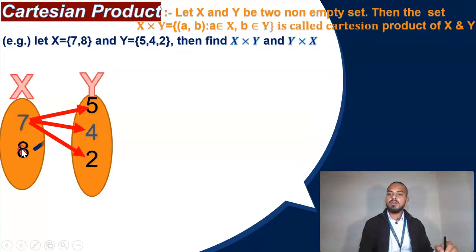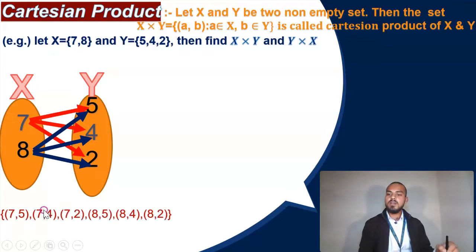So this is equal to 8, 5, 8, 4 and 8, 2, and after that we can write the ordered pairs, and the ordered pairs are equal to 7, 5, 7, 4, 7, 2, 8, 5, 8, 4 and 8, 2, and the collection of these ordered pairs is called the Cartesian product.